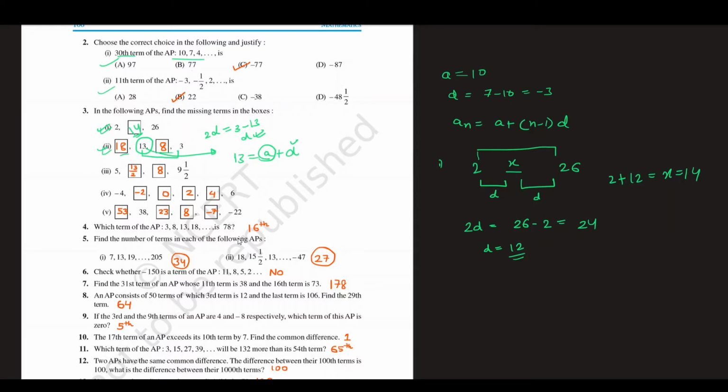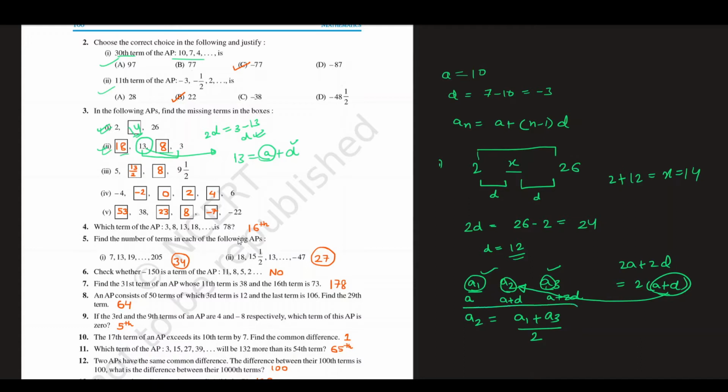Also, for any three terms in AP, suppose a1, a2 and a3 are in AP, then a2 can be written as (a1 + a3)/2. How is it so? Because if a1 is a, then a2 is a + d, and a3 is a + 2d. So a3 + a1 is 2a + 2d. That can be easily written as 2 into (a + d), and a + d is nothing but this middle term. So remember this thing.